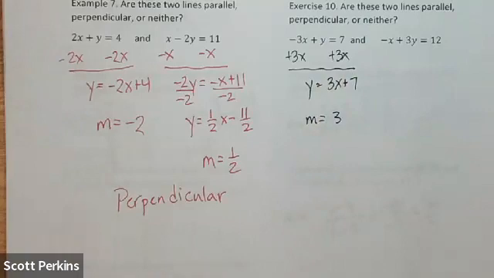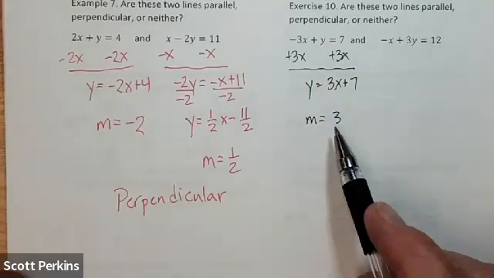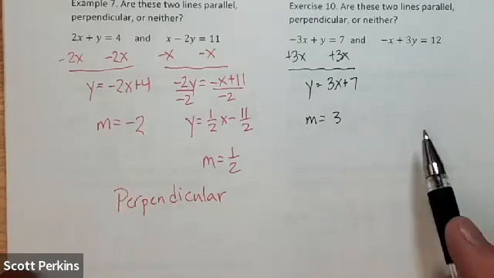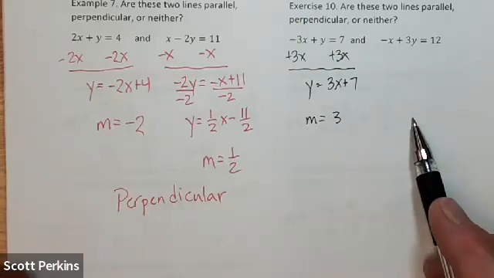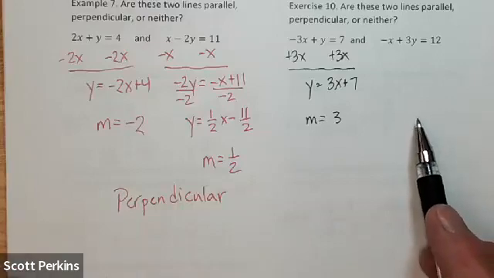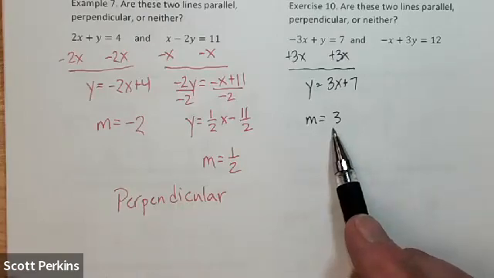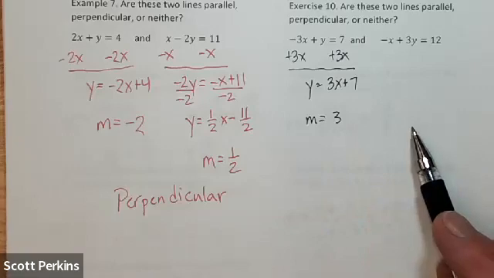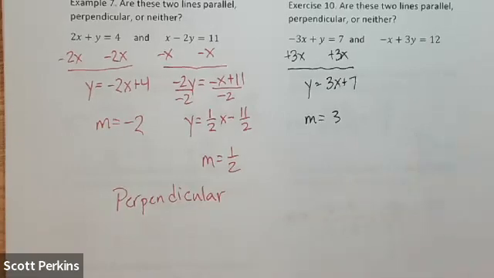Before we do the other one, let's prepare ourselves. If I'm going to answer parallel, since this slope is 3, what would this slope have to be? If they're going to be parallel, 3. If they're going to be perpendicular, since this slope is 3, what would this one have to be? Negative 1/3. Okay, so we're looking for one of those two numbers.